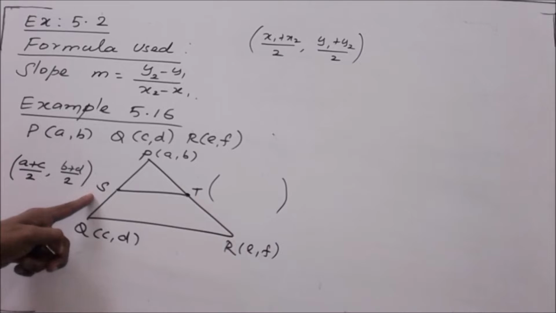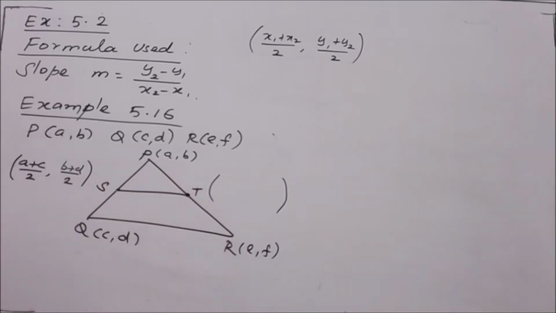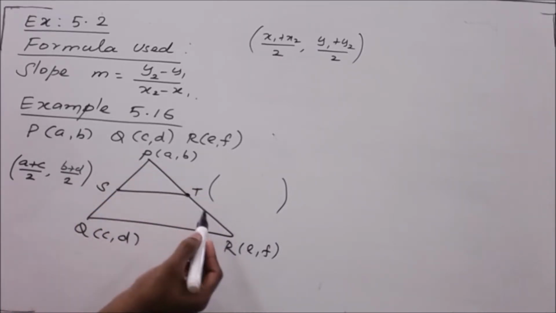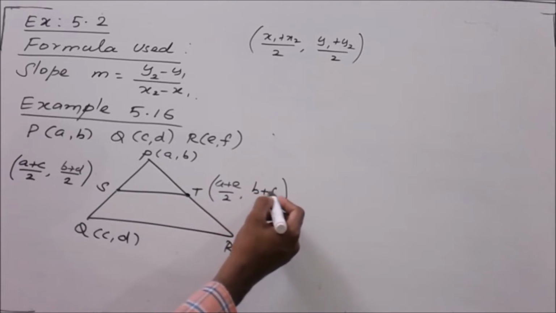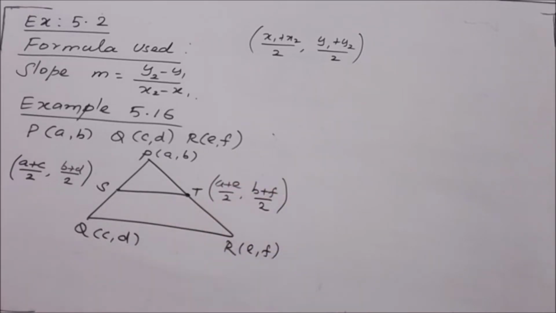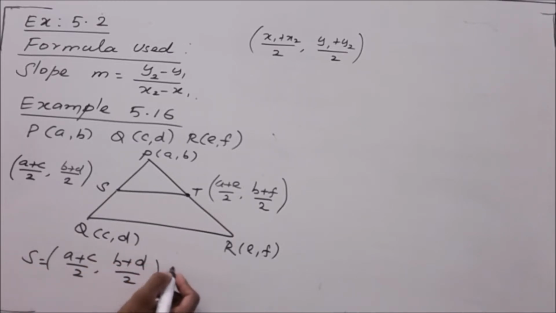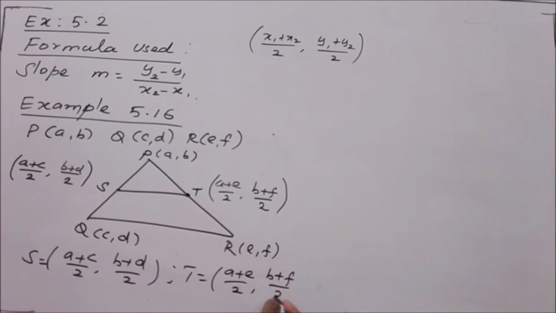This is S. And similar to that, T. How to find T? Midpoint of PR is T: (A plus E) by 2 comma (B plus F) by 2. So calculating the midpoint, S is (A plus C) by 2 comma (B plus D) by 2, and T is (A plus E) by 2 comma (B plus F) by 2.